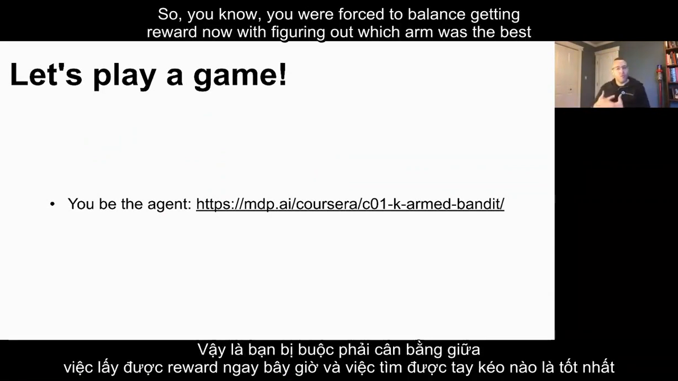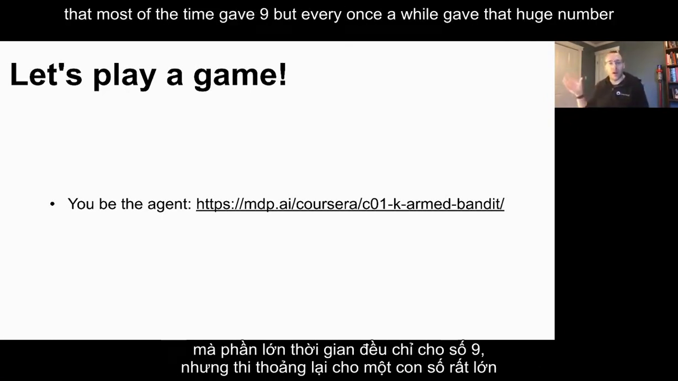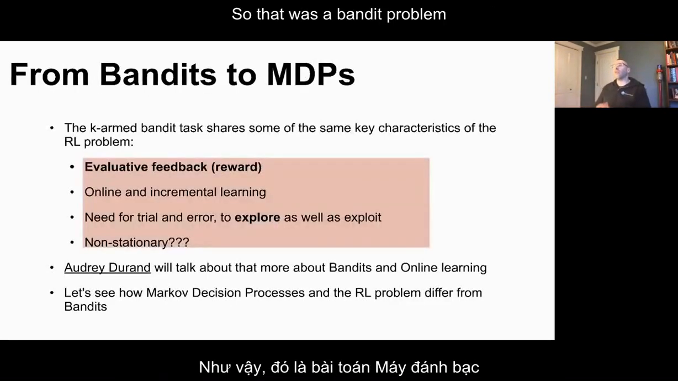So you were forced to balance getting reward now with figuring out which arm was the best. And that was really strongly illustrated with that second example, where we had the one arm that most of the time gave 9, but every once in a while gave that huge number. This is indeed the life of a reinforcement learning agent. And so that was a bandit problem.